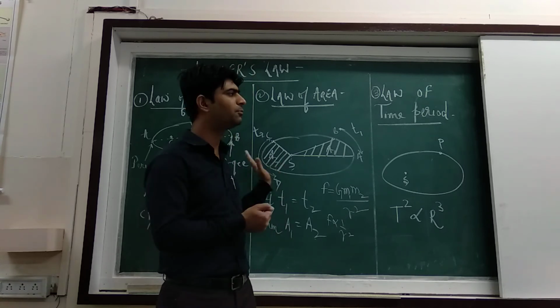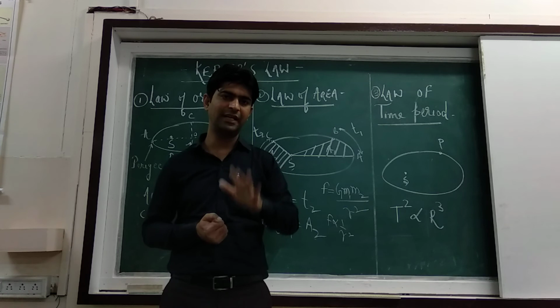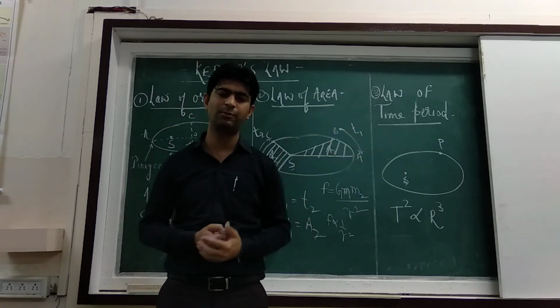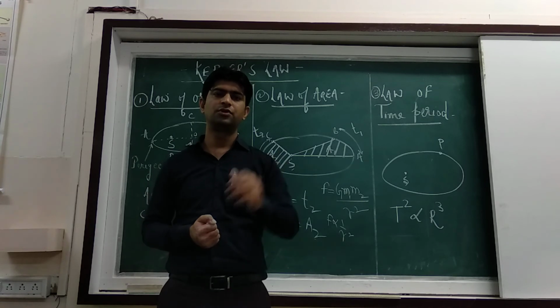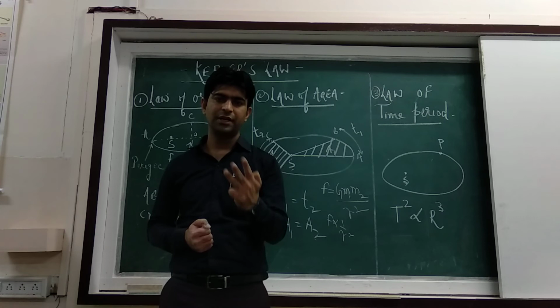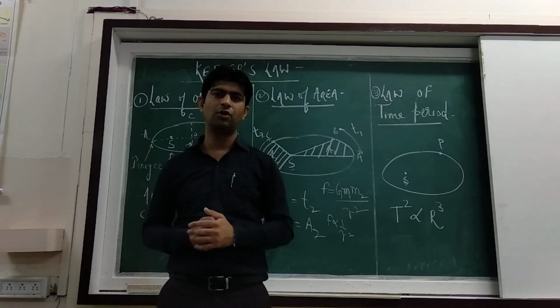So these are the three important laws. In class 11, the derivational part is also there for law of area and law of time period. Maybe in the next class we will prove that also. So just recall it once again. Three laws are there: law of orbit, law of area, law of time period.